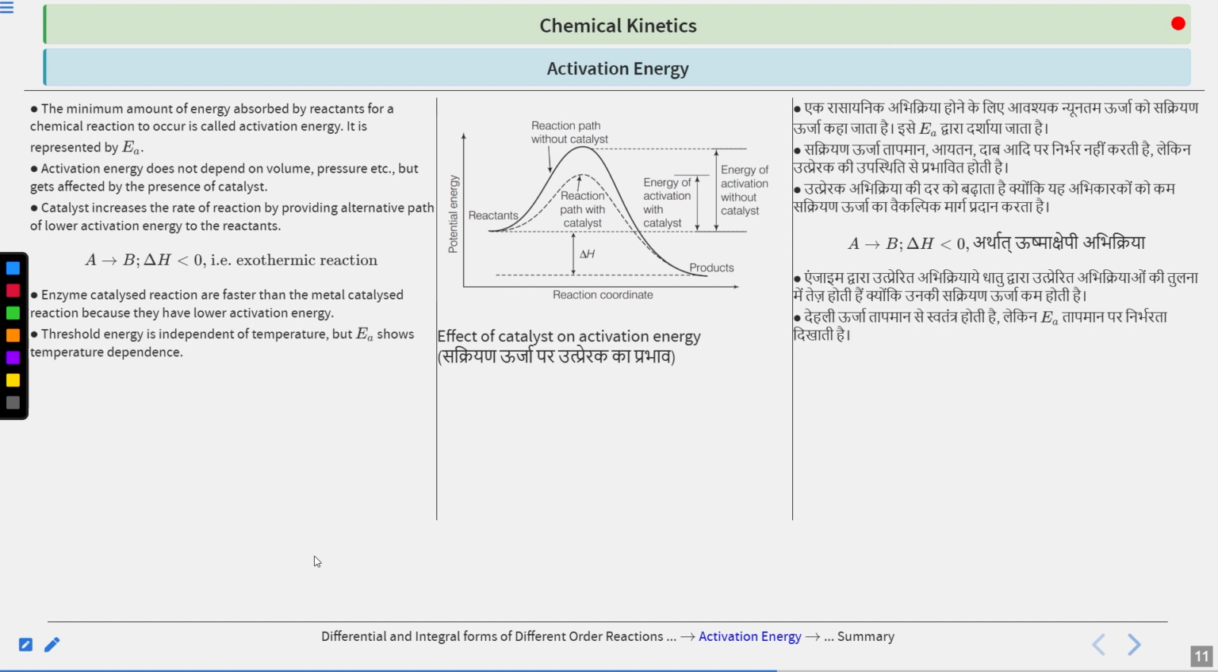Threshold energy is independent of temperature. Okay, what is it? Threshold energy is independent of temperature, but Ea shows a temperature dependence. How does Ea show a temperature dependence? Ea is basically the activation energy. Now if we increase the temperature, that temperature will provide kinetic energy to the reactant and it will move up in the energy axis. That will result in a lesser difference between the transition state and the reactants, and therefore we will have a smaller activation energy.